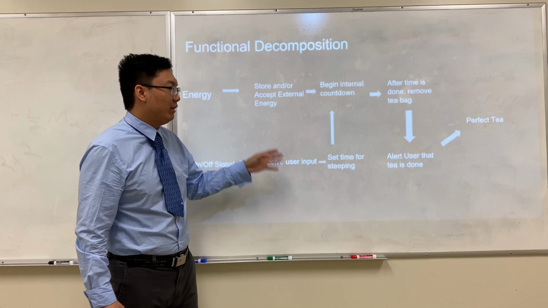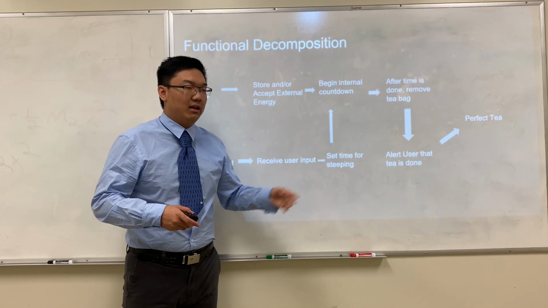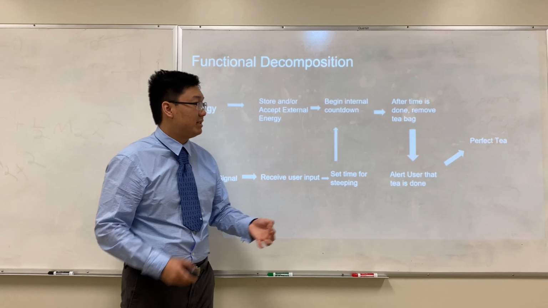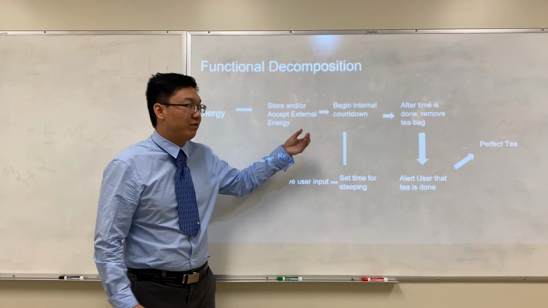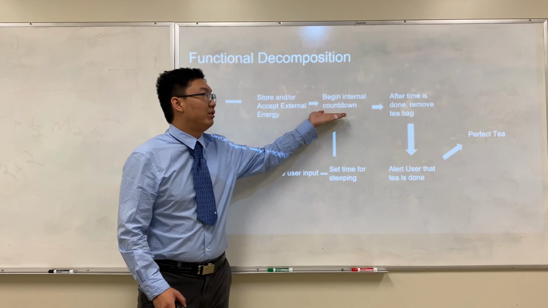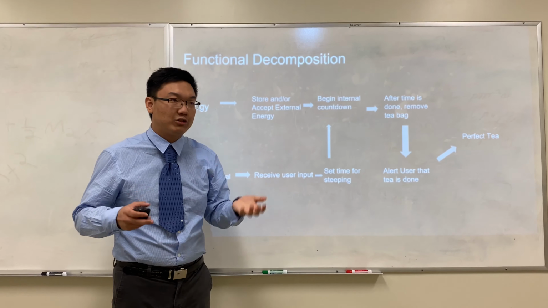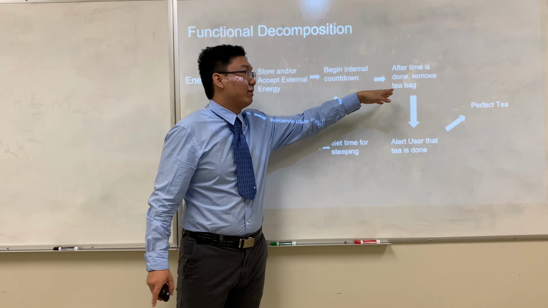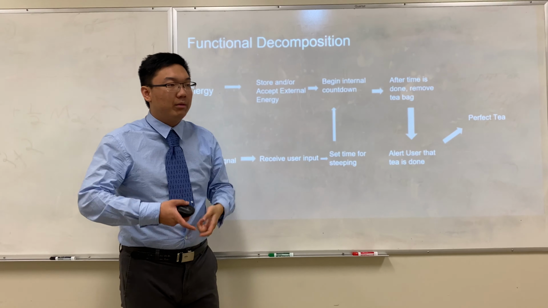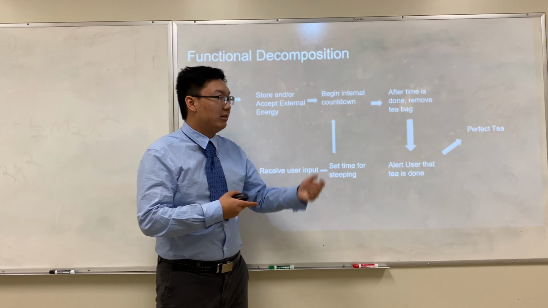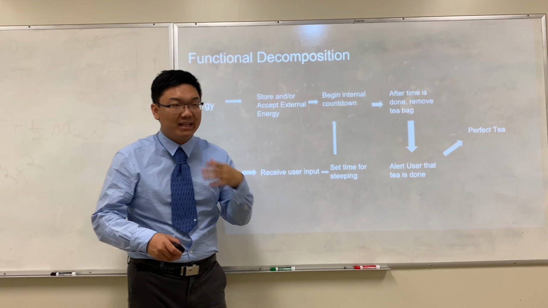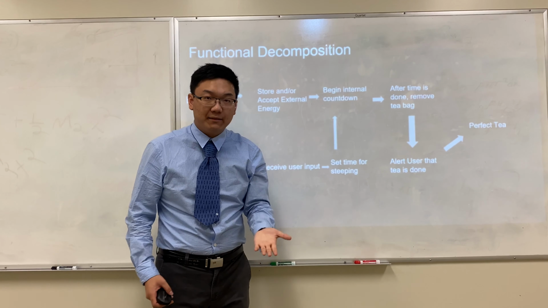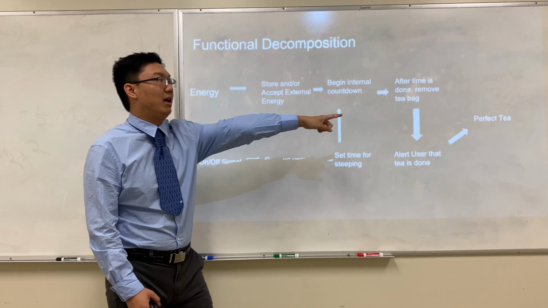The Arduino board then selects the time for different teas, like 5 minutes for black tea and 10 minutes for green tea. Combined with the energy, they transfer to the motor, and the internal countdown begins, which is how the tea timer actually works. After the set amount of time, the motor pulls up the tea bag and alerts the user that the tea is finished, your tea is done, or coffee is done. Then the consumer will have a perfect tea, which is the goal.